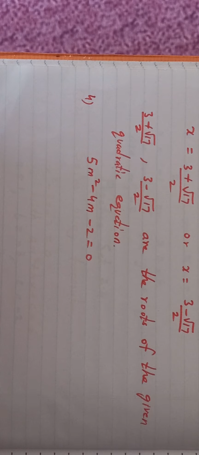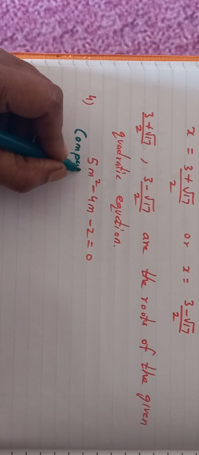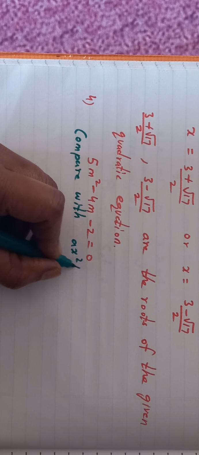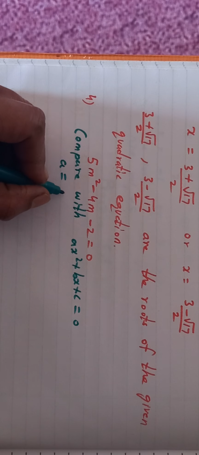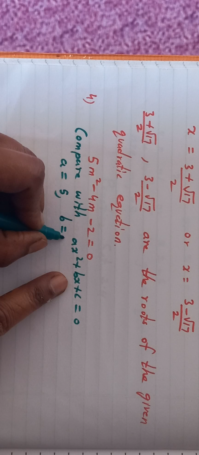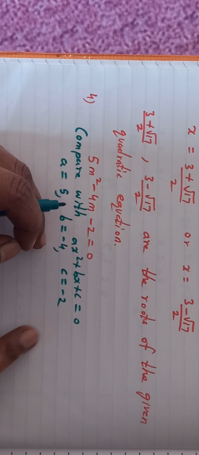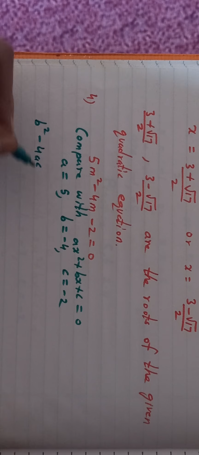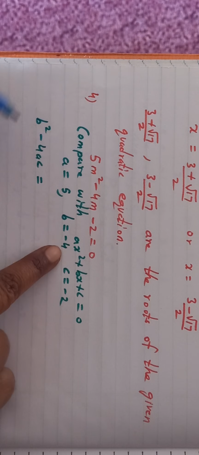Now same method, what we will do? Compare with ax square plus bx plus c is equal to 0. So the value of a is 5 here, b is minus 4 and c is minus 2. Now what we will do? Find the value of b square minus 4ac. Now b square minus 4ac is equal to, the value of b is minus 4.